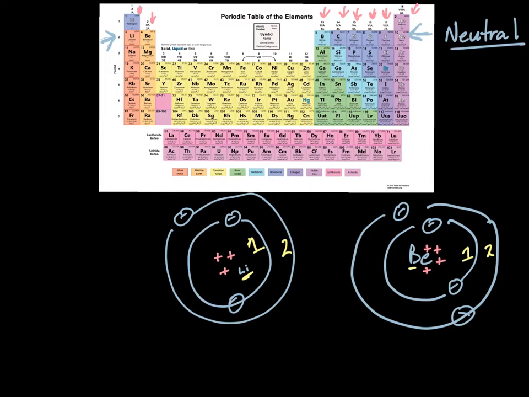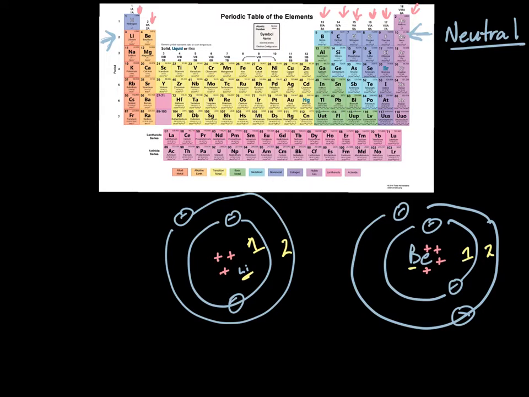The next atom is beryllium. Let's see, beryllium. Where am I? Beryllium has 1, 2, 3, 4. So that's 4. 1, 2, 3, 4. 4 protons, 4 electrons. We're good. Now, the next element is boron.